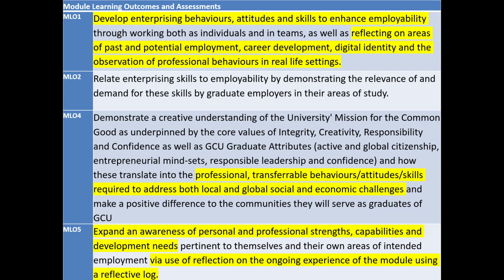And then finally, module learning outcome 5: expanding awareness of the personal and professional strengths, capabilities and development needs pertinent to you and your area of intended employment, and use of reflection on the ongoing experience. So again, everything highlighted in yellow is reflected in what you've been asked to do. So this module is absolutely going through and helping you learn those things.